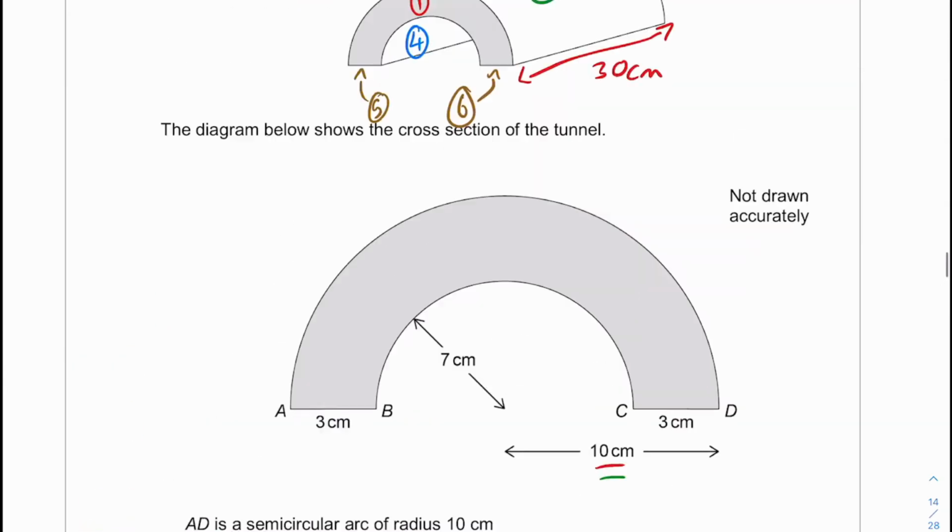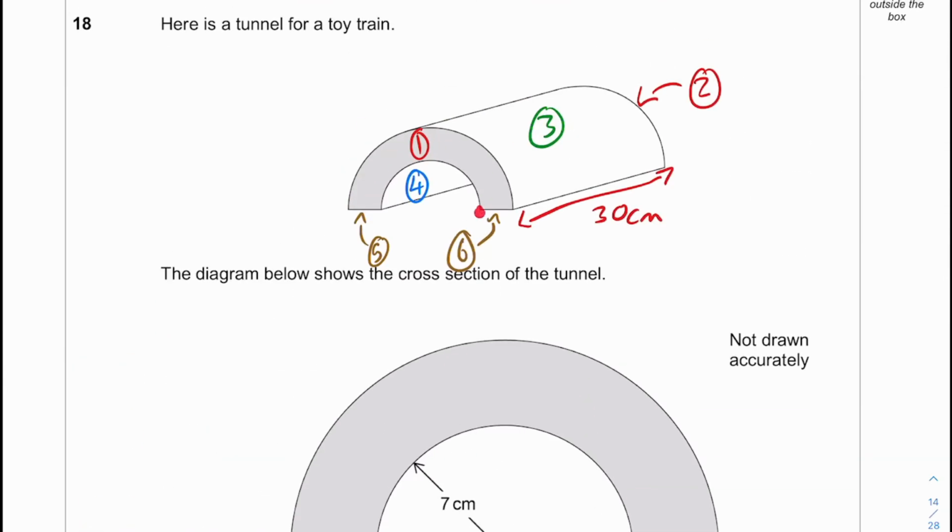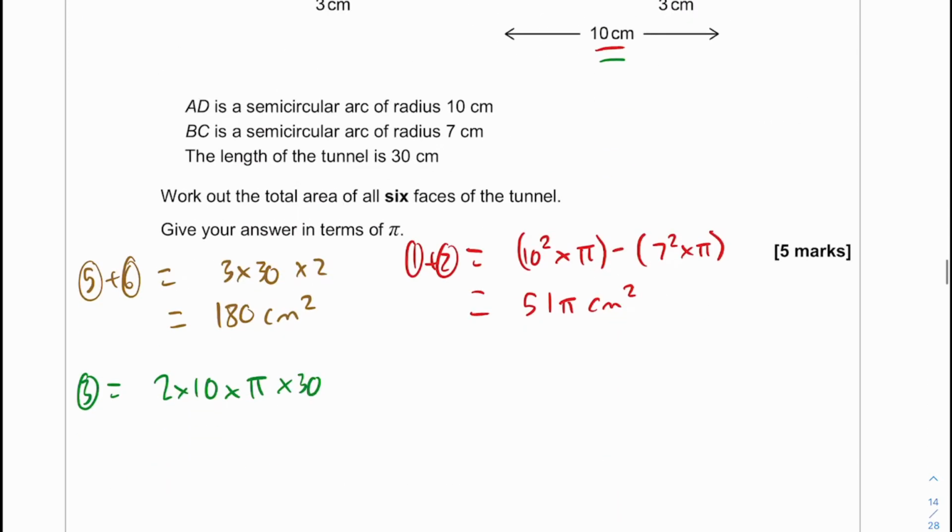But then remember, we've only got half of the actual circle, so we need to divide our answer by 2 at the end. So really we could cancel out this 2 here, but I'll just put divided by 2 as well, just so that the examiner can see where our logic is coming from. Okay, when we do this, what we get is 20 pi times by 30, which is 600, divided by 2 is 300 pi, and it's centimetres squared again.